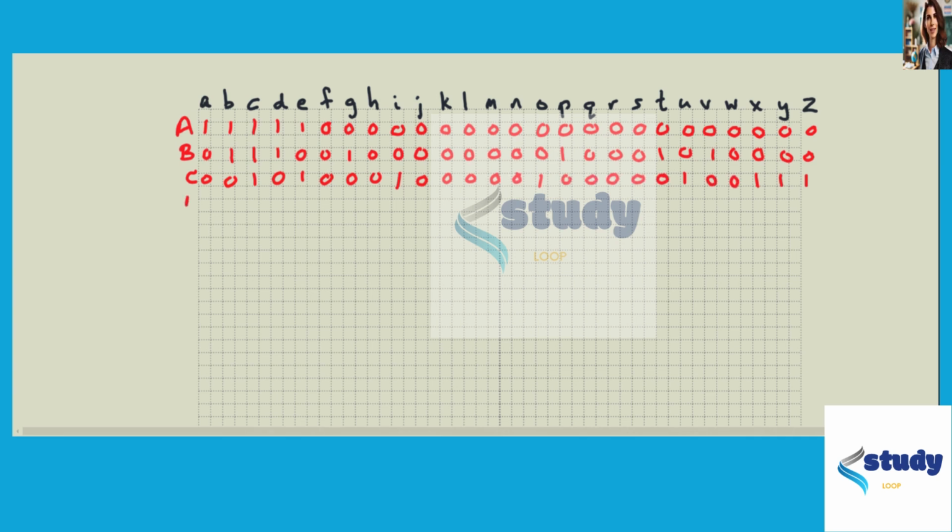Okay, and let's look at D. Set D has elements D, E, H, I, N, O, T, U, X, and Y. And again, just like with the other sets, anywhere that we did not put a 1, that means that we don't have that element in this set. So we're going to put 0s.